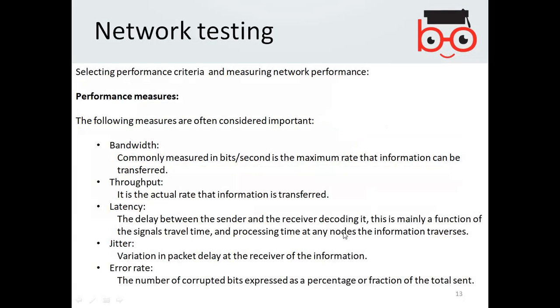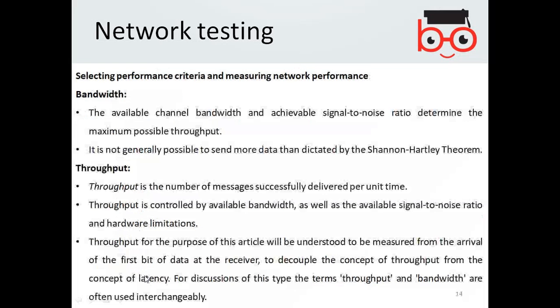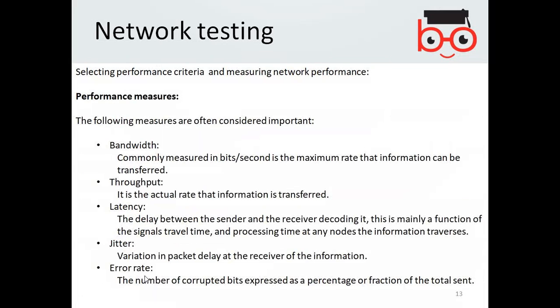Now furthermore, the testing of the network and its performance criteria and measures are based on certain constants. Let's say if you want to know the performance of a network, then the following measures are often considered important: bandwidth, throughput, latency, jitter, and error rate.